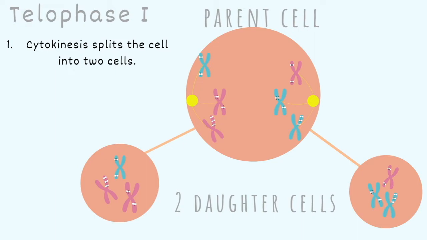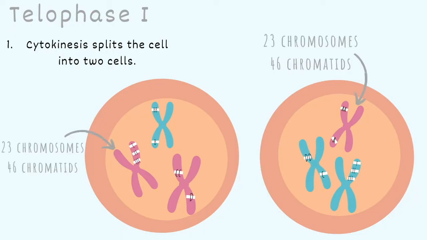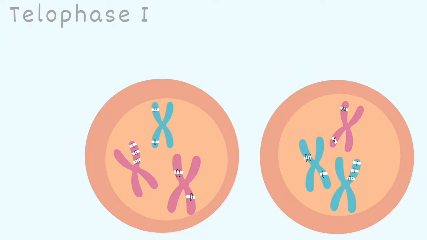So each of these haploid cells contain only one set of chromosomes, each set consisting of paired sister chromatids. At the end of telophase 1, we have 23 chromosomes and 46 chromatids in each cell. These cells are ready to leave telophase 1 and move on to prophase 2.